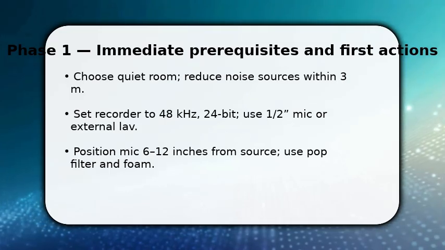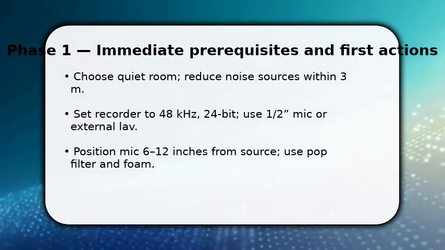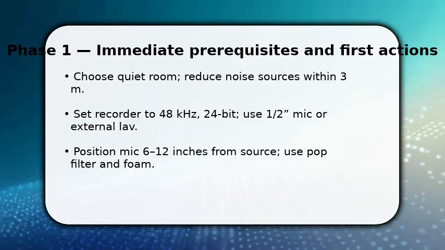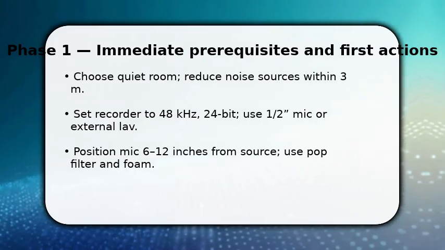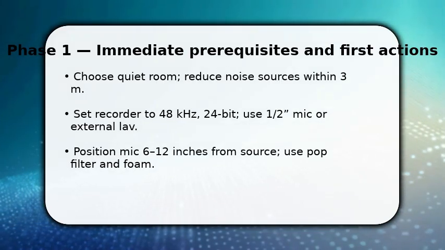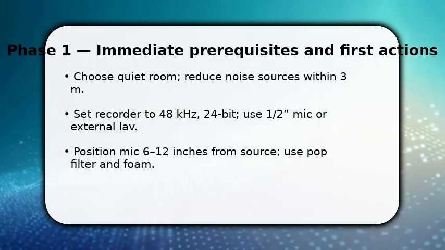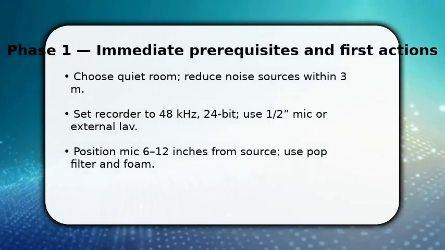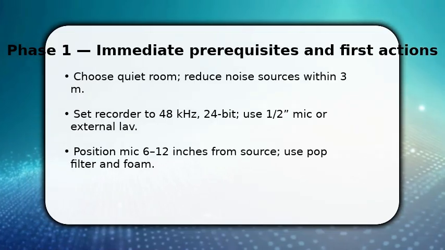Enjoy the video. You start by securing the environment and gear so the sound is predictable. First, reduce noise. Turn off fans, phones, and HVAC or move them beyond 3 meters. Once done, set your recorder to 48 kHz and 24-bit. This gives headroom and fidelity.